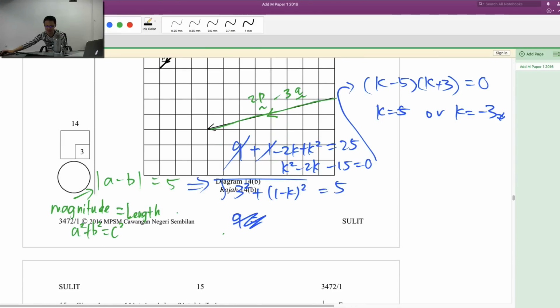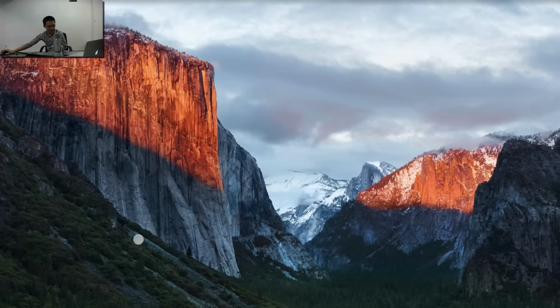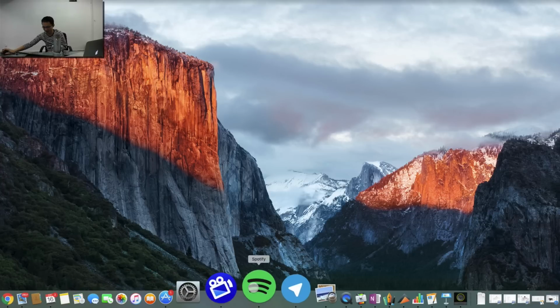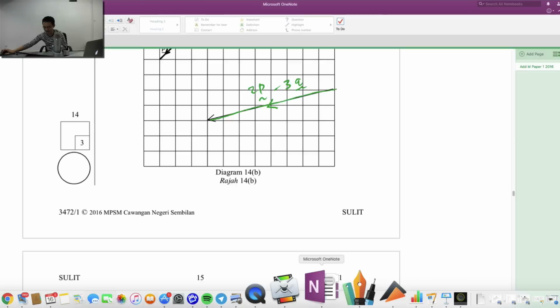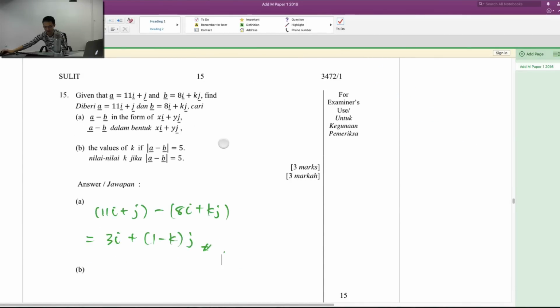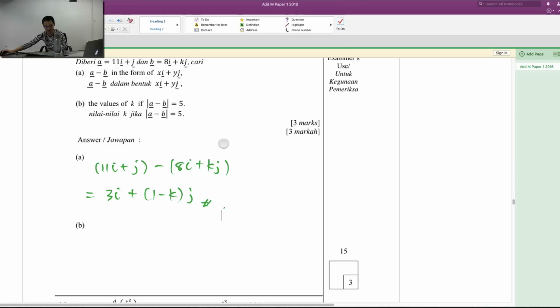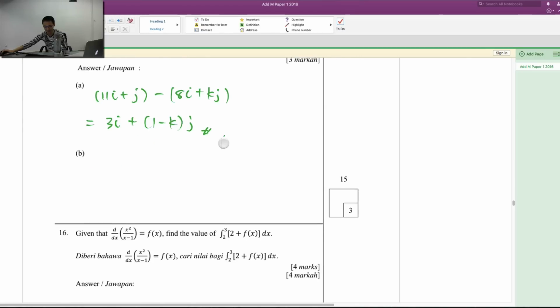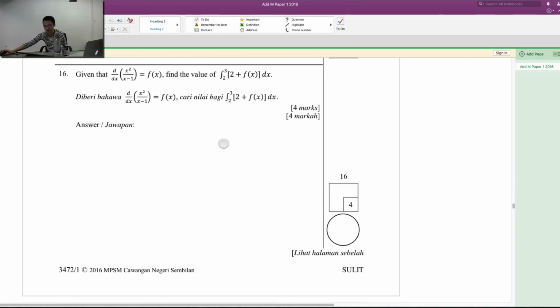Until question 15, right? I'm going to turn this one off, and then you can see my screen, and then I'm going to open it again. This is Microsoft OneNote. I hope everything is here. Yes, good. Just the 15B is missing, but we solved it just now. So if you don't understand, please go and watch the video, just play it back. Okay, so 16.